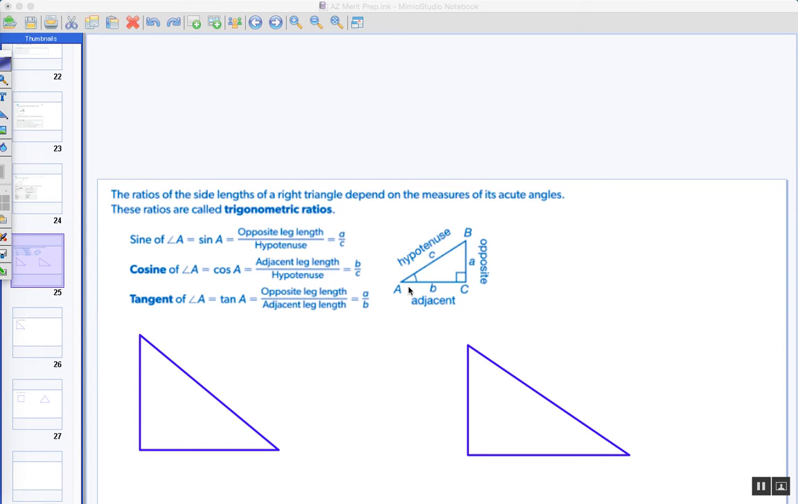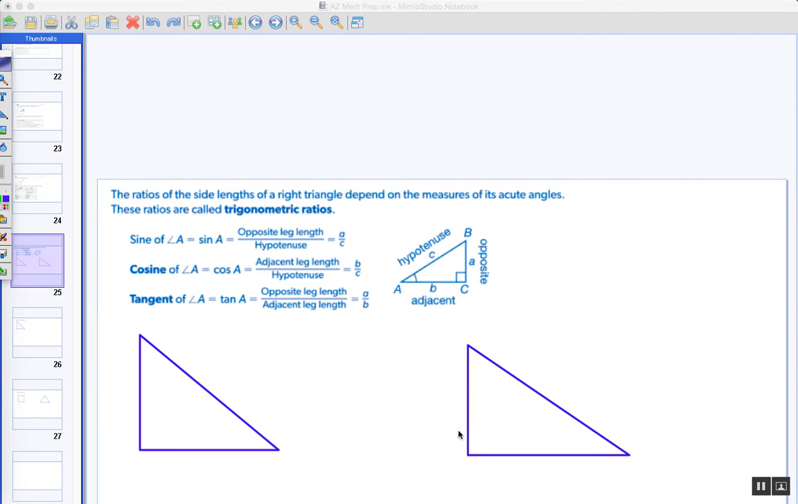So in referring to angle A, opposite angle A is side A. Adjacent, which means next to angle A, is side B. And then we have our hypotenuse, which is always opposite the right angle. So what's important to remember is that opposite and adjacent change based on which angle you're referring to. So if I was referring to angle B, opposite angle B would be side B, and adjacent to angle B would be side A.